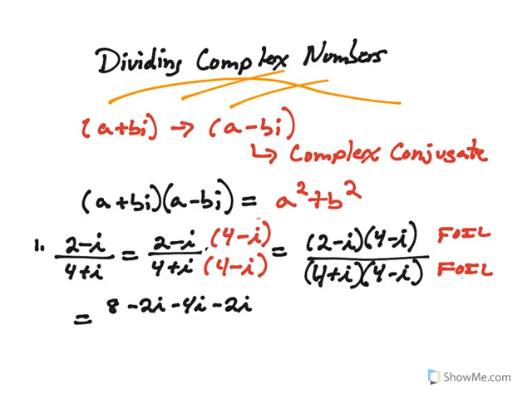So we're going to do the same in the denominator. We're going to FOIL it out. So 4 times 4 is 16. 4 times minus i is minus 4i. i times 4 is plus 4i. And then i times negative i is negative i squared.